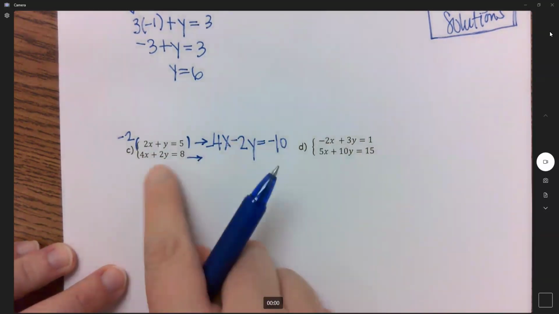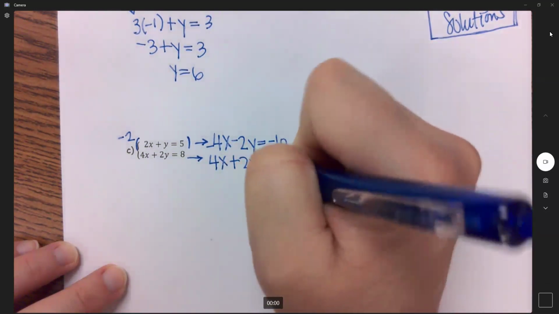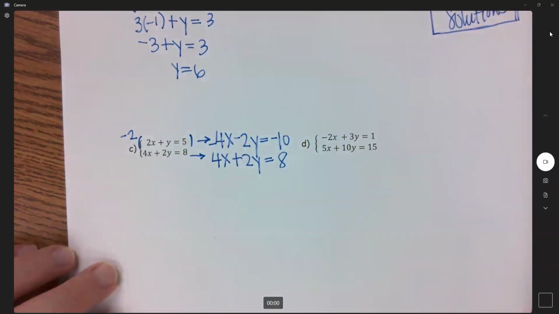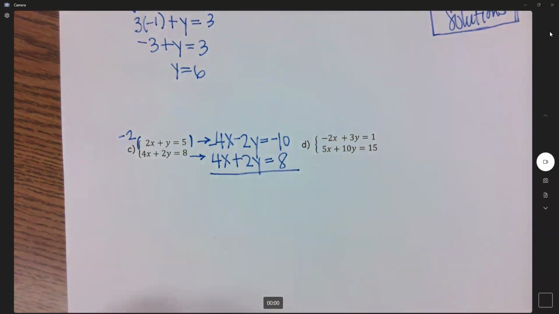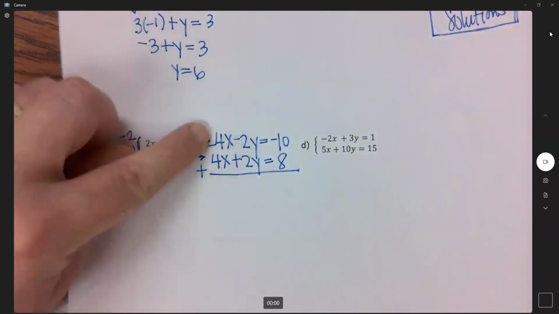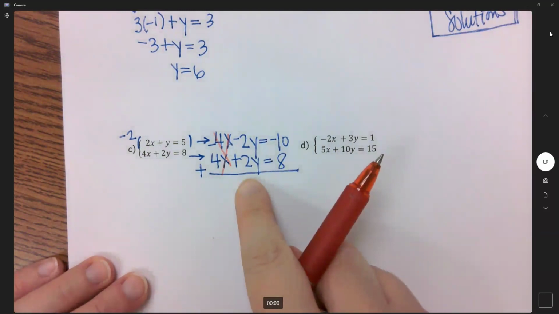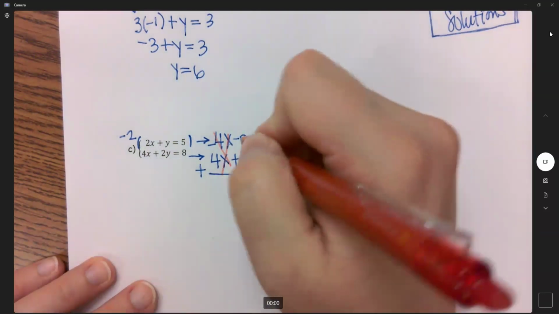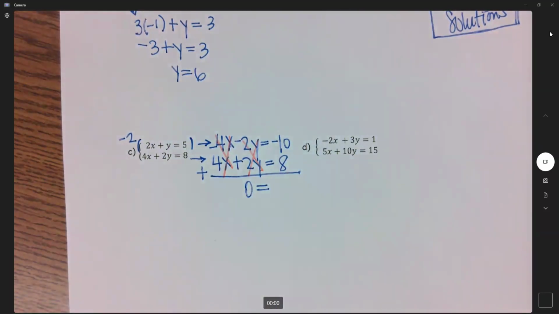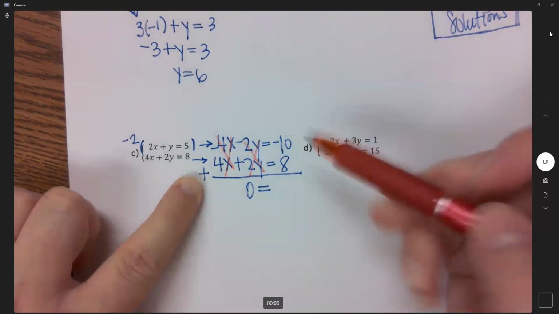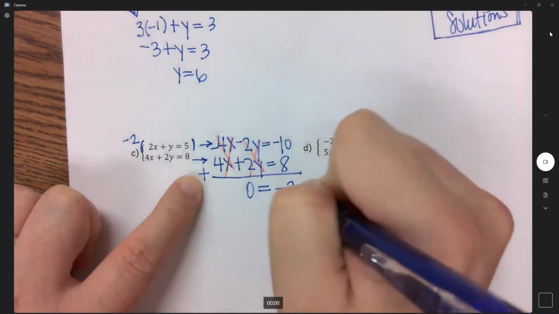And I'm not doing anything to this bottom one, so I'm just going to carry it over, but I do like these to stack. And now we add. Negative 4 and positive 4 cancel out. These also cancel my y's. Negative 2 and positive 2 cancel as well. So I am left with 0 on the left side. However, when I add, we get negative 10 plus 8, and that's going to give me a negative 2.